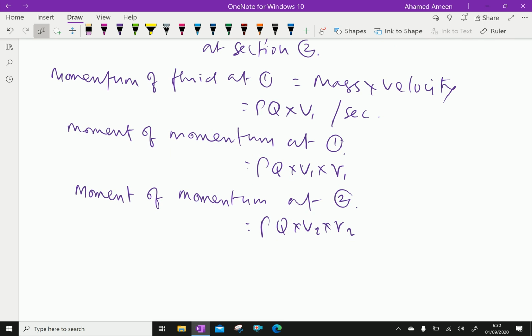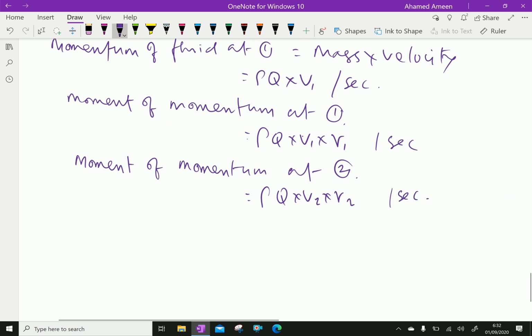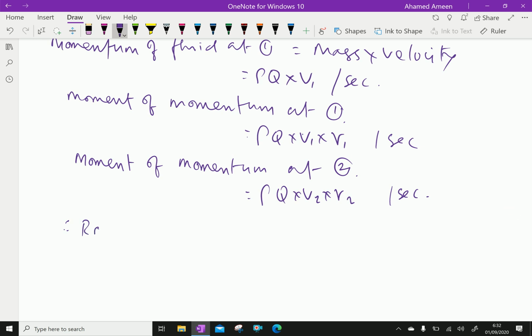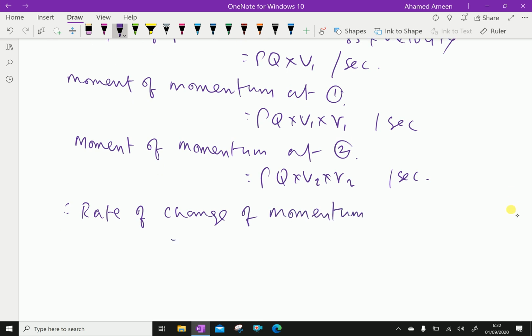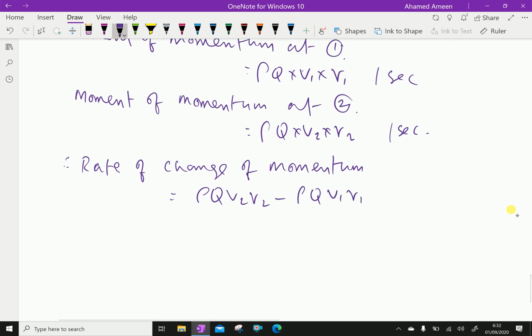Therefore, the rate of change of moment of momentum, also per second, is the final moment of momentum minus the initial moment of momentum. That is rho Q V2 R2 minus rho Q V1 R1. Rho Q is common, so it is rho Q times (V2 R2 minus V1 R1).